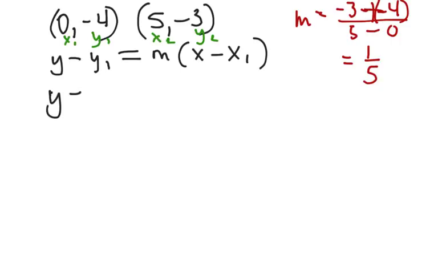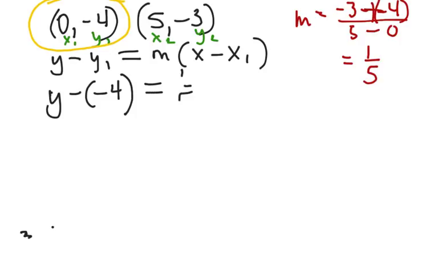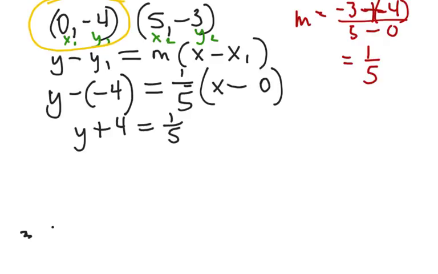Okay, now I'm going to go ahead and put my slope in and 1 point in. I can pick either point. Since this one has 0, I think I will pick it because it seems like it will be easier. So I have y minus y1 is negative 4. Be sure that you have the minus and the negative, equals 1/5 x minus x1, in this case 0. That's nice and easy. I end up with y plus 4 equals 1/5 x, since 1/5 times 0 is 0.